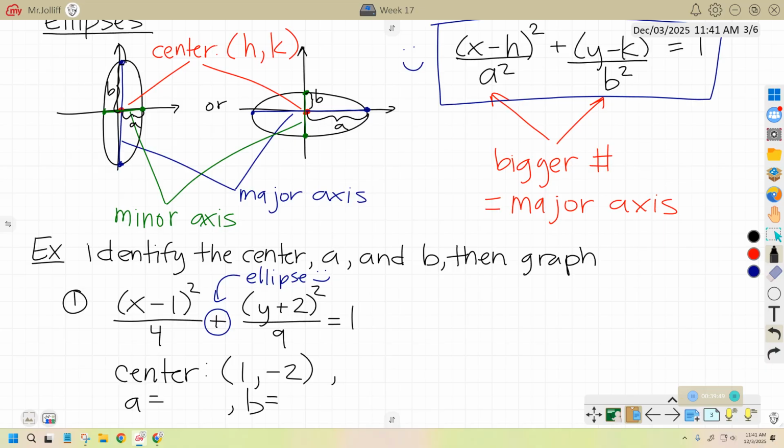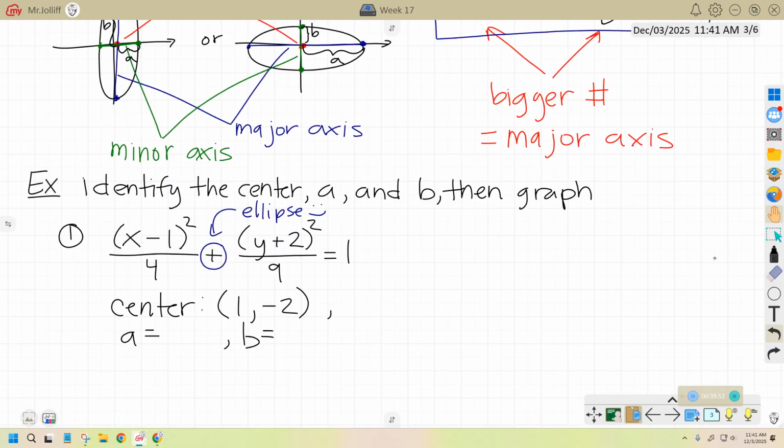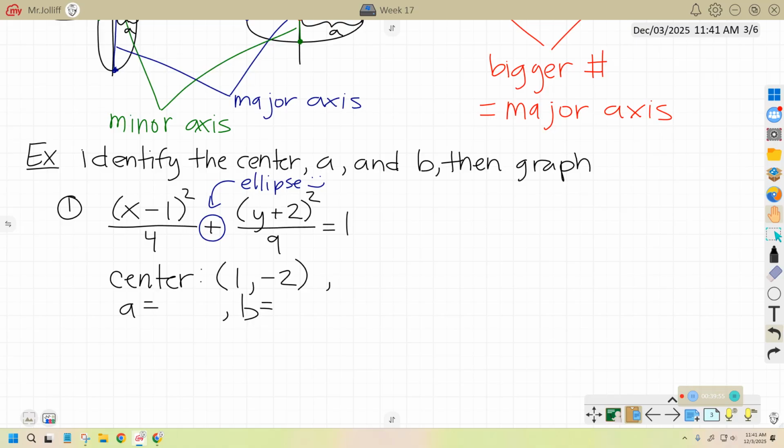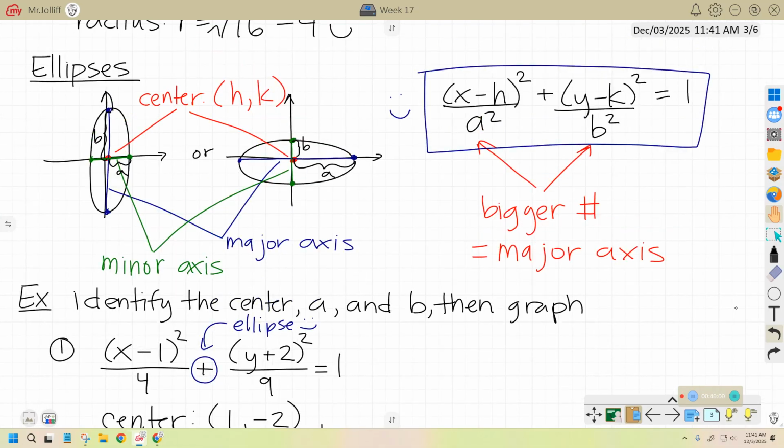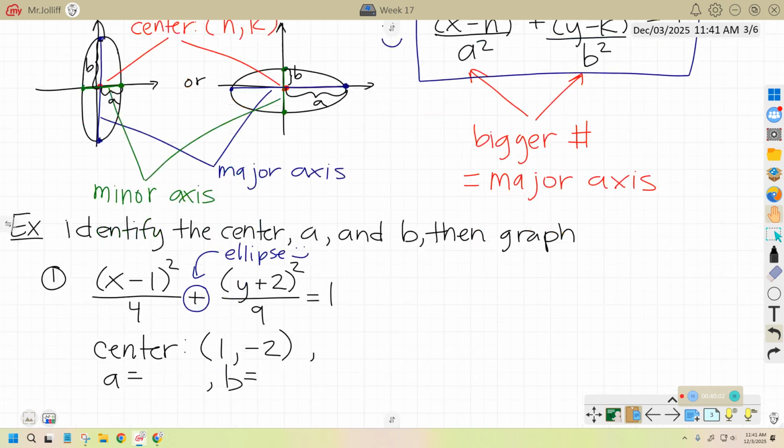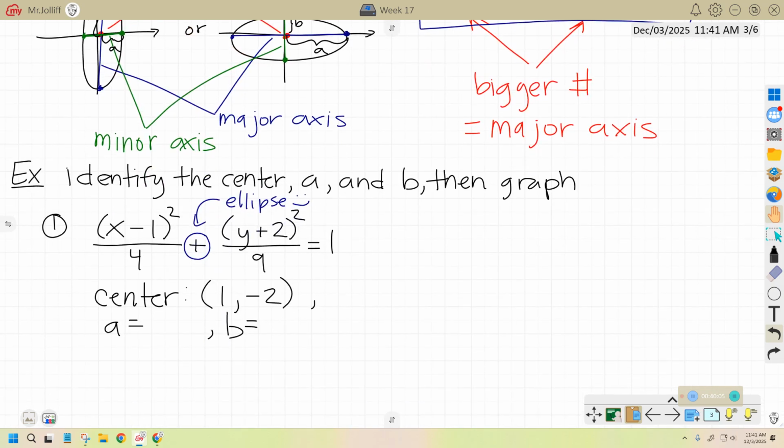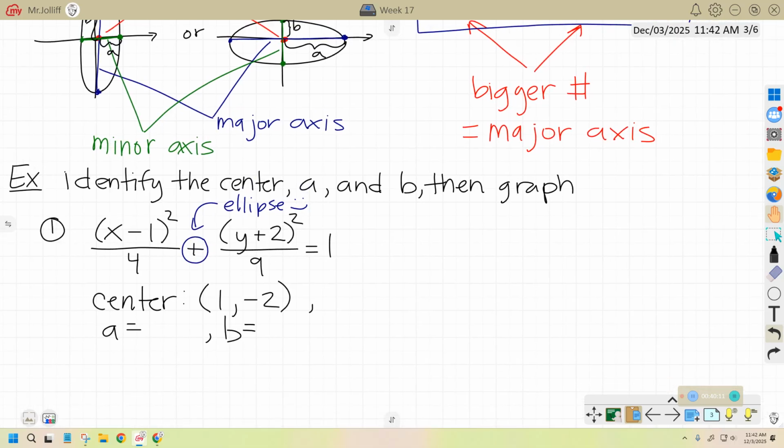I need A. I need B. A and B. Vicky, what is the value of A? 4. Are we sure? 2. Very good. It's x squared over a squared, y squared over b squared. So the square root of 4 is 2. Ethan, what is my b?